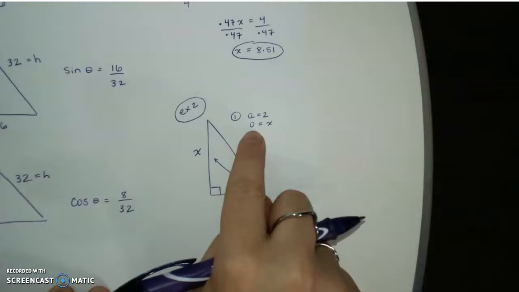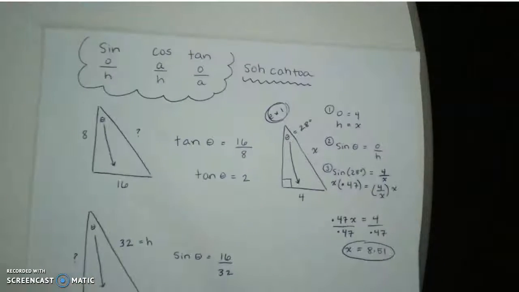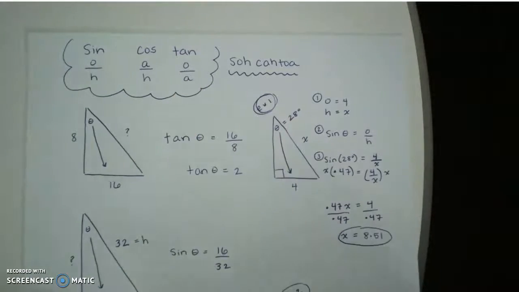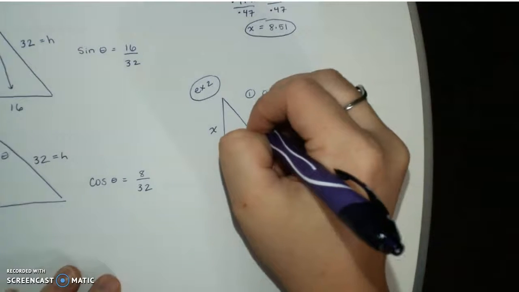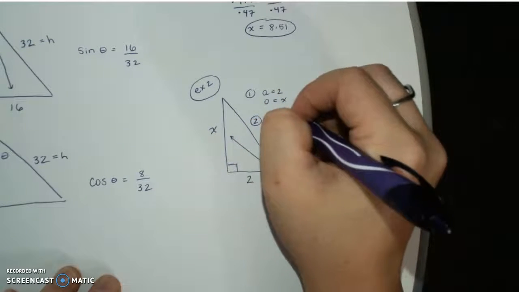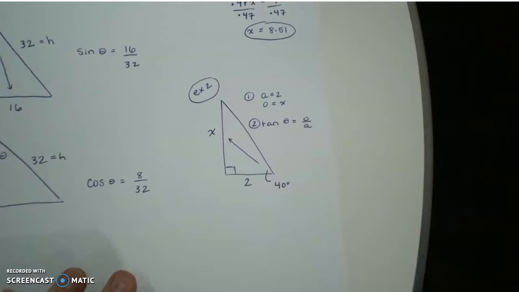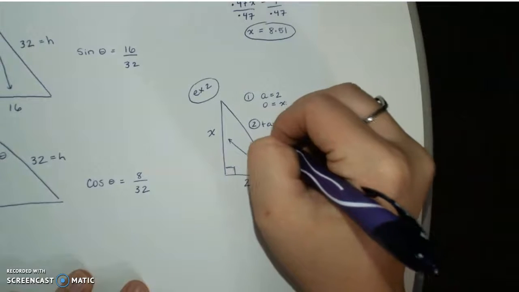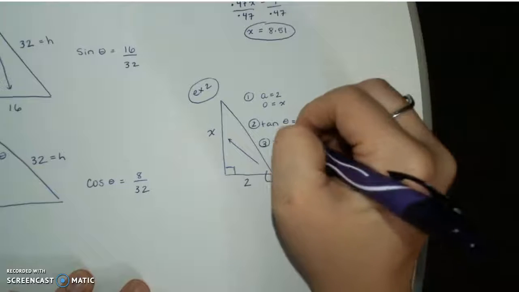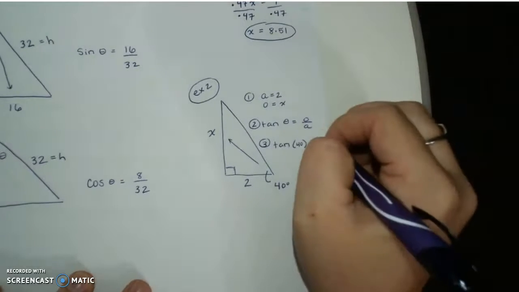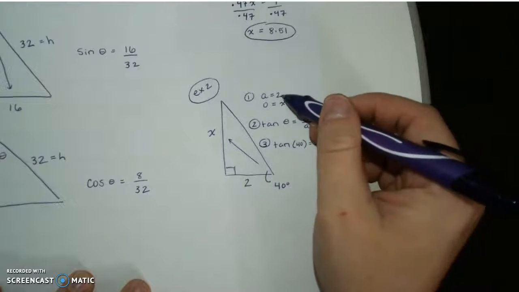So if I have adjacent and opposite, the identity that I'm able to use is tangent. I have opposite and adjacent. I can't use these two because I don't have my hypotenuse. So I'm going to say tangent of theta equals opposite over adjacent. That's the equation I'm going to use because that's what I have. And now I can plug in my values. Tangent of 40 degrees equals opposite, which is x, over adjacent, which is 2.